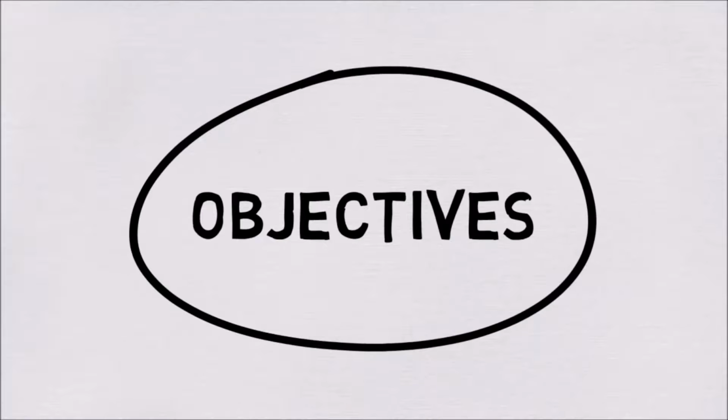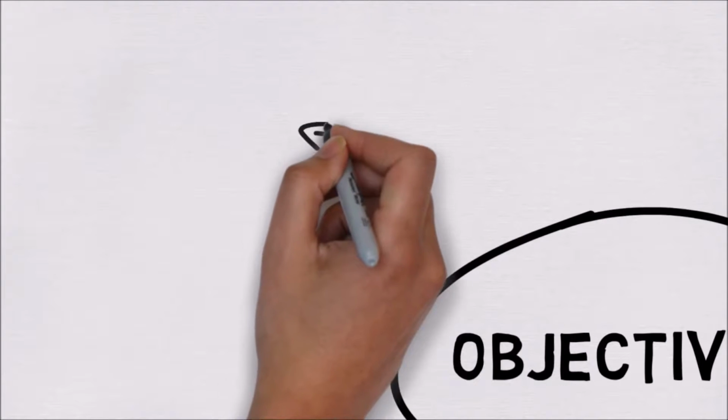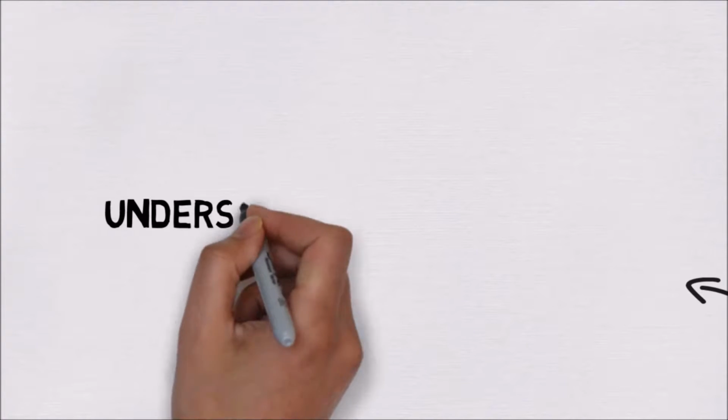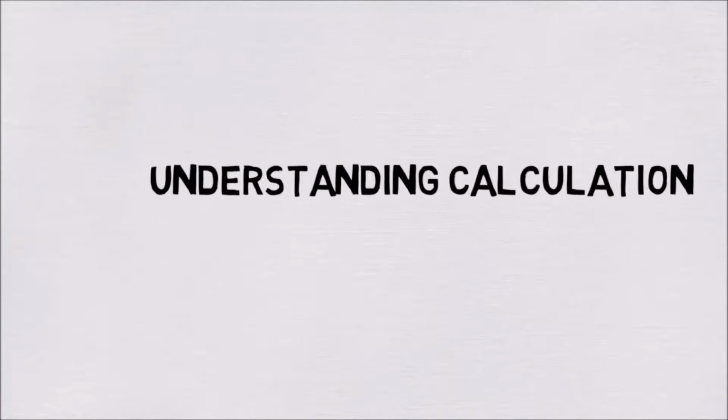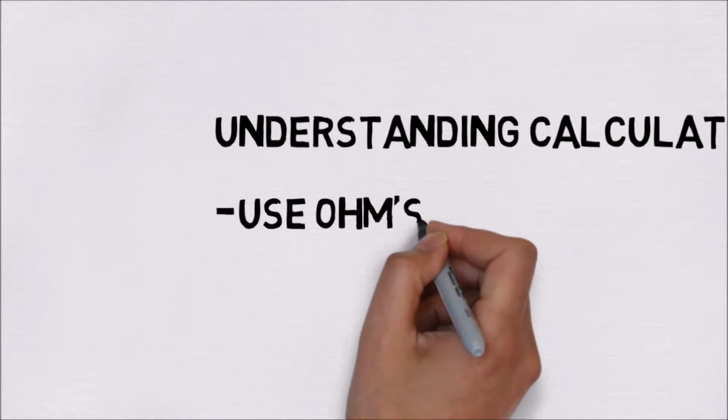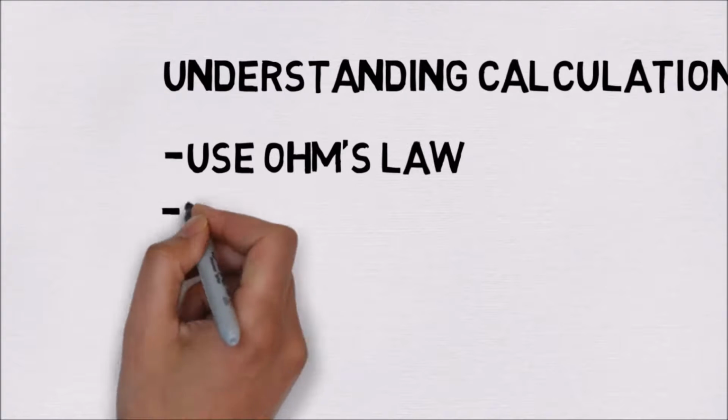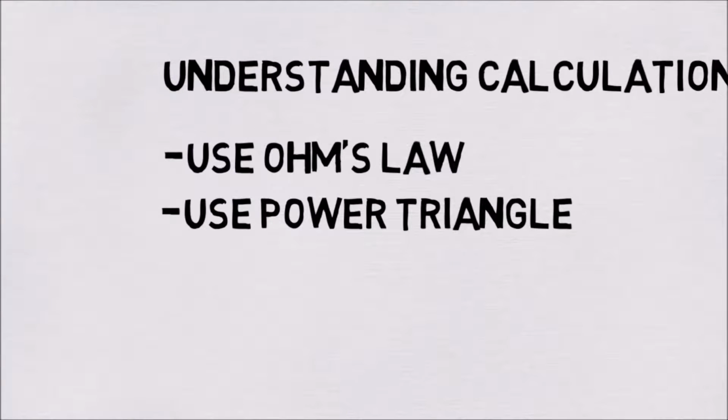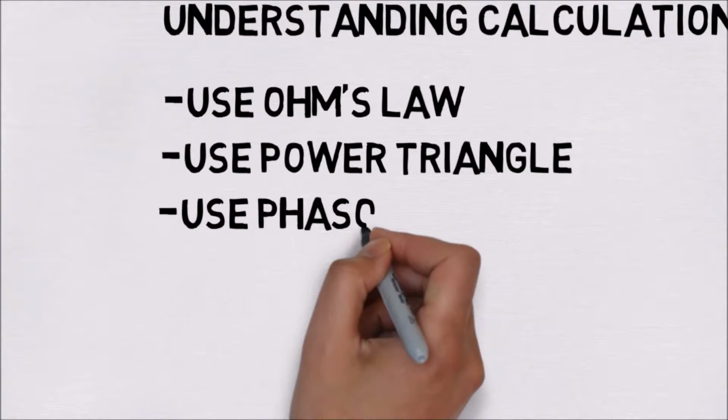There are 4 main objectives in this PBL. 1 is to understand the calculation. The understanding to use Ohm's law, power triangle, and phasor diagram can be improved.